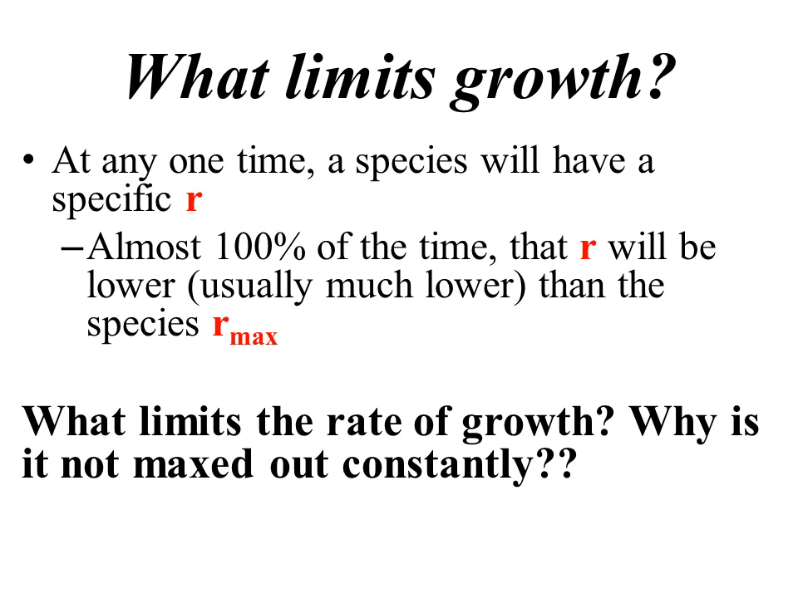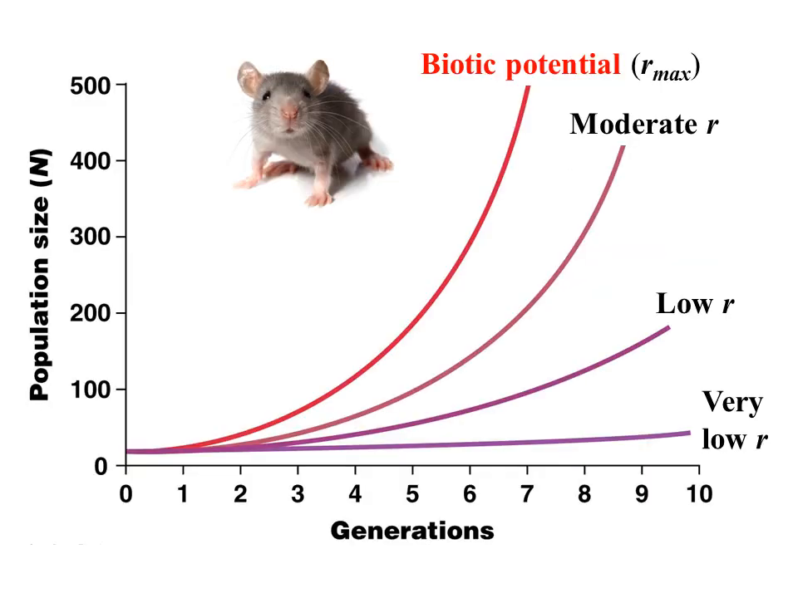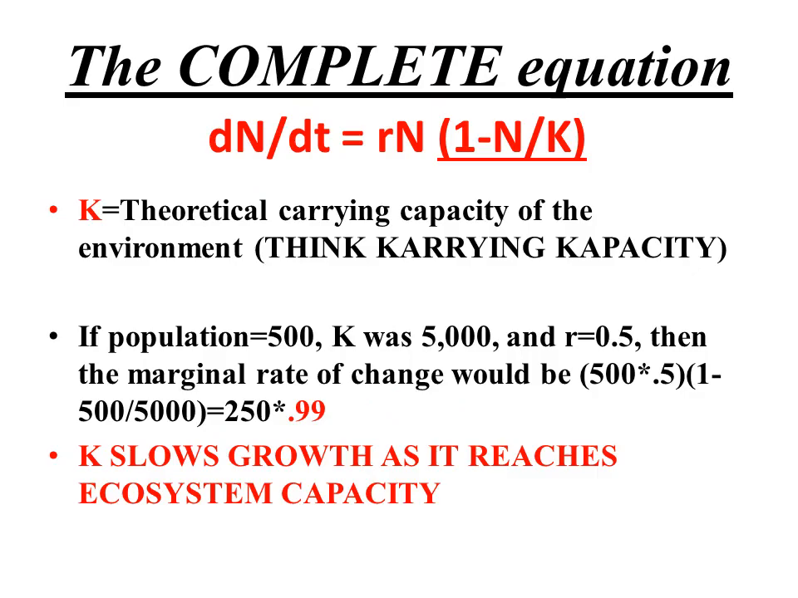We already talked about competition. We talked about consumption. We talked about resource limitation. And so almost 100% that the R will be lower than the species R max, usually much lower. So why are these not maxed out constantly? Well, in large part, and again, this is just showing the rats, they can reproduce very fast, go from 5 to 500 individuals in a very short period of time. But they normally are not at that, usually because they're lacking in some resources.